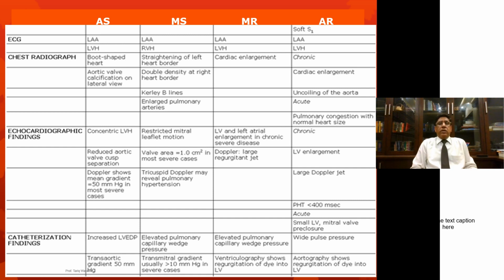There will be reduced aortic valve cusp separation. Doppler will show a mean gradient of more than 50 mm of mercury in the most severe cases. The normal gradient across the aortic valve is usually 10 to 15 mm of mercury.